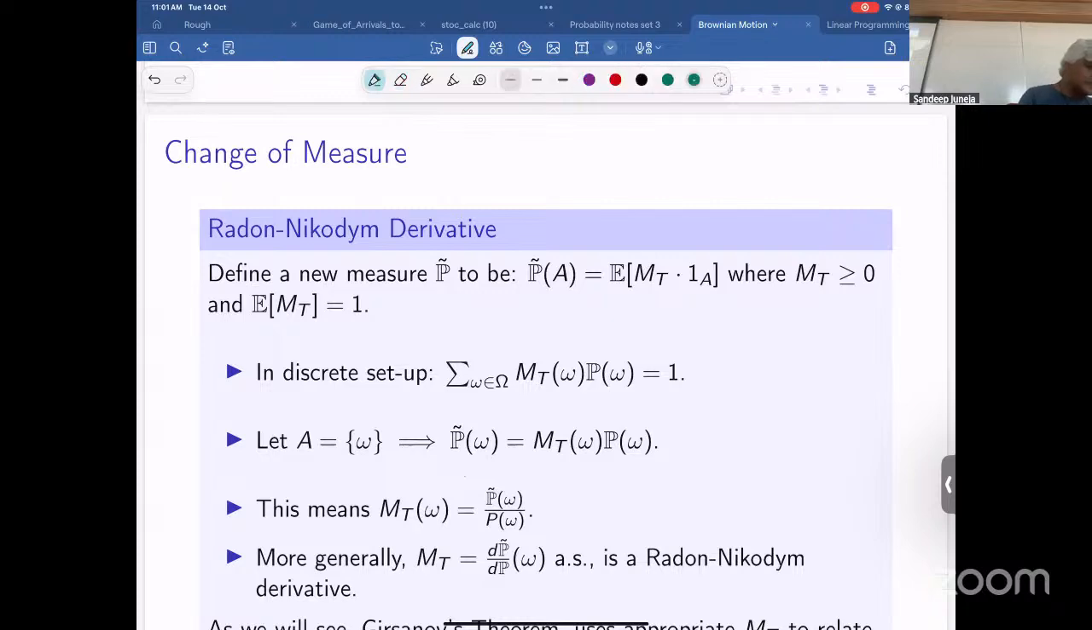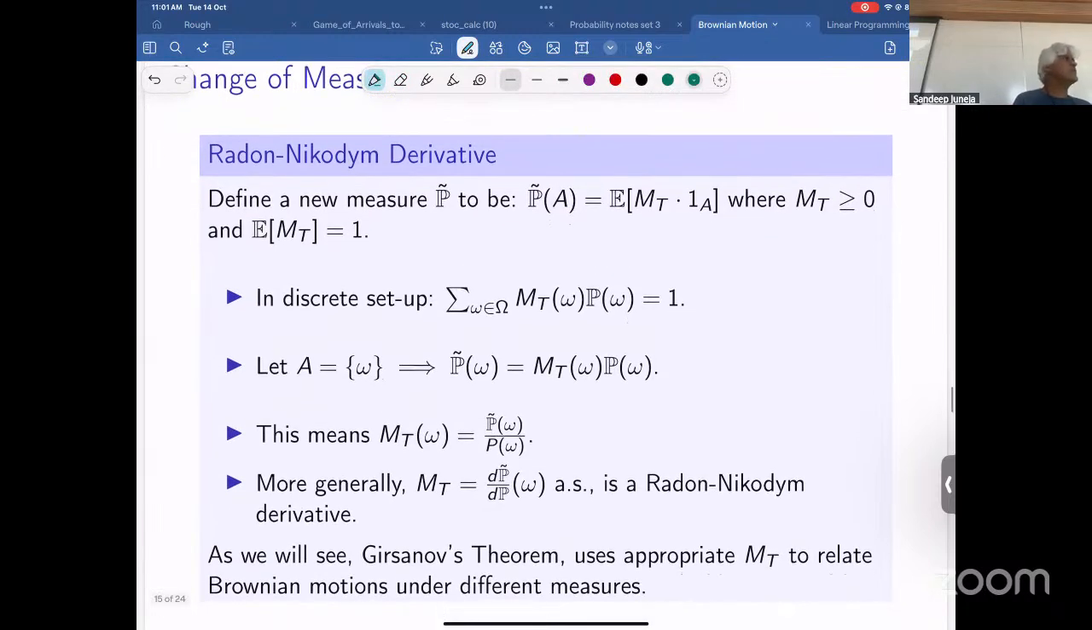So the point is, whenever I have such a random variable, I can construct a new measure. And whenever I have two measures where one is absolutely continuous with respect to the other, I have such a random variable. It's an obvious, trivial thing to say in discrete settings. It's true more generally. So Gauri, do you still have a question?